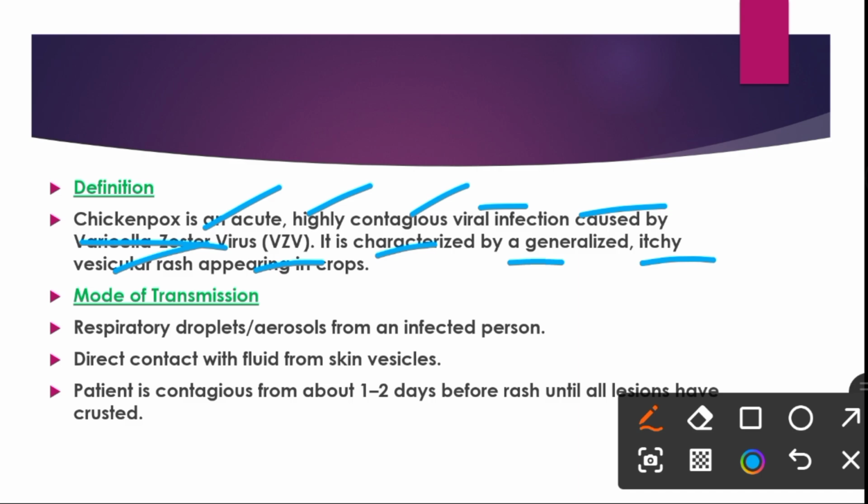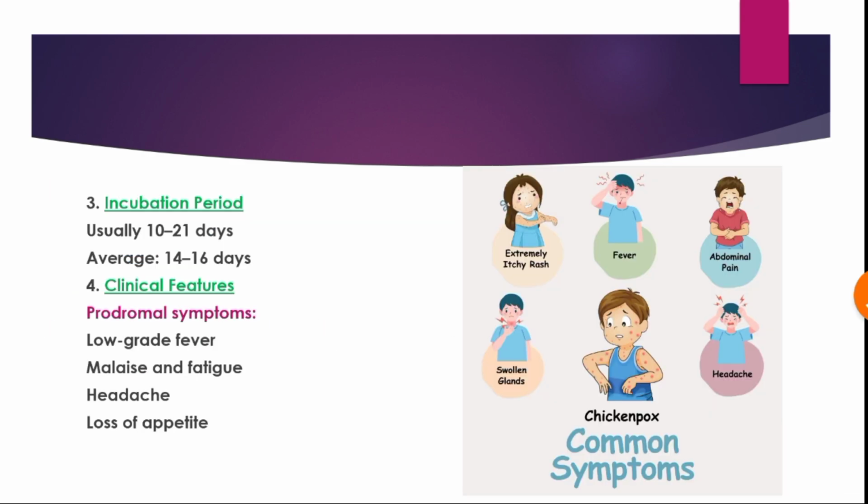Chickenpox is mostly transmitted by respiratory droplets or aerosol from an infected person, and it is also transmitted by direct contact with fluid from the skin vesicles. The patient with chickenpox is contagious for about 1 to 2 days before the rash until all the lesions have crusted over. Next is the incubation period.